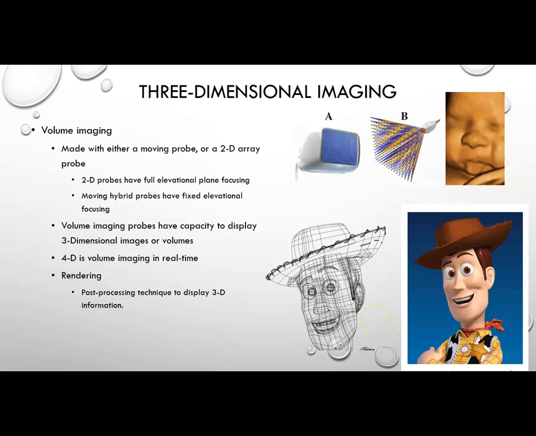This is a post-processing technique to take three-dimensional information, and in Woody's case here, they took this wireframe of information and rendered him into what looks like a three-dimensional character. Well, we do the same with the baby faces, as we take the three-dimensional information and render it with our machines into looking like a three-dimensional picture. So rendering is a post-processing technique to display 3D information. That's enough 3D. We're going to move on now to another subject.